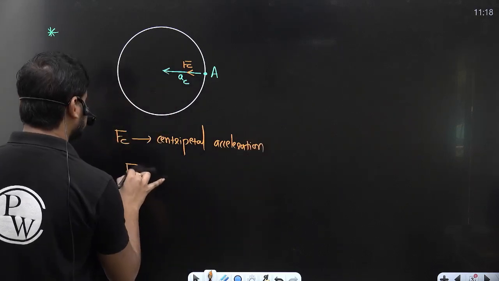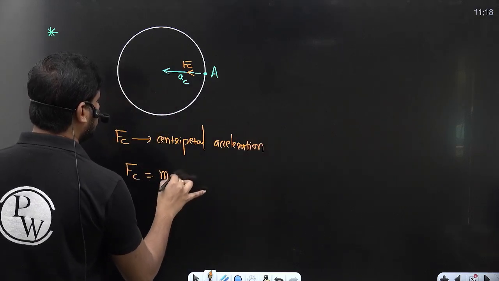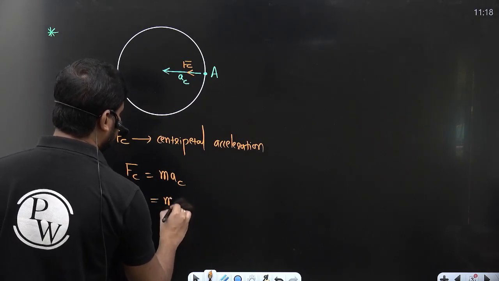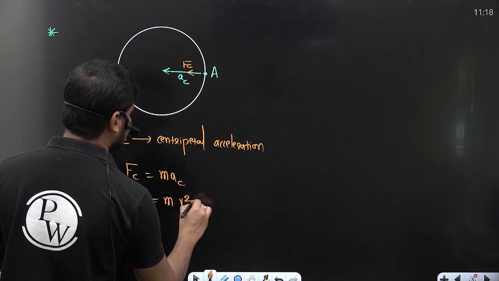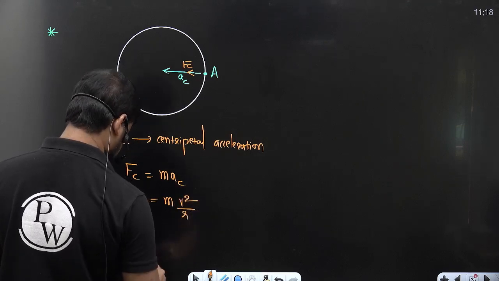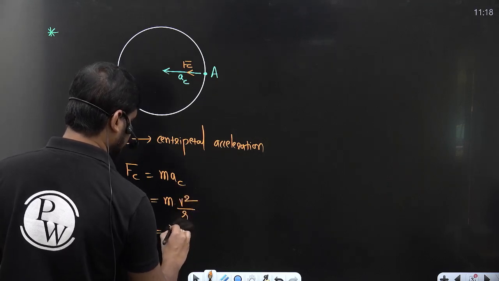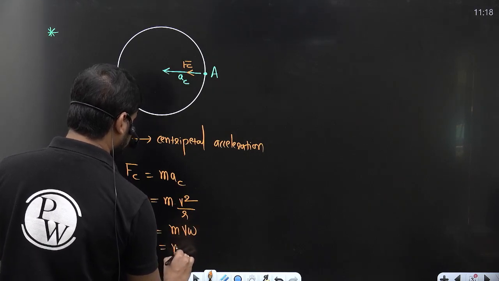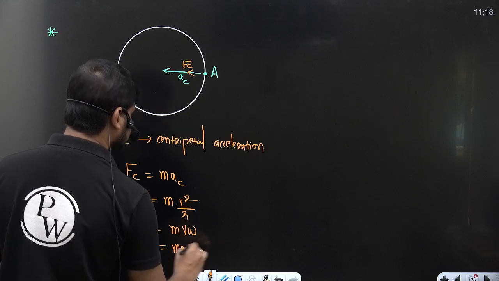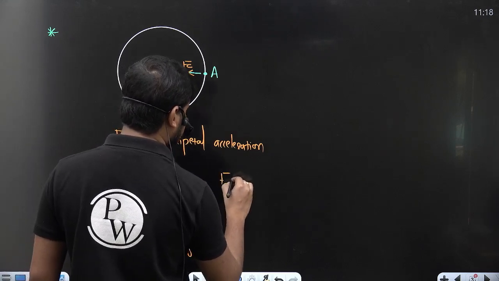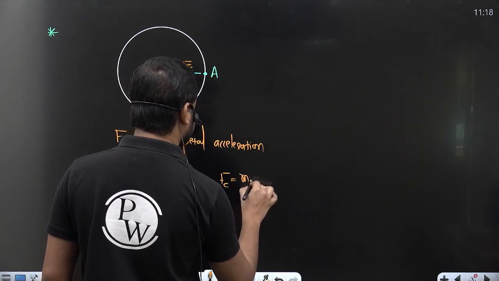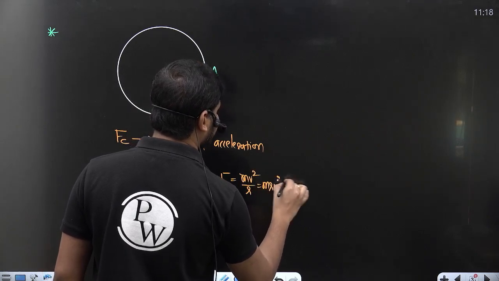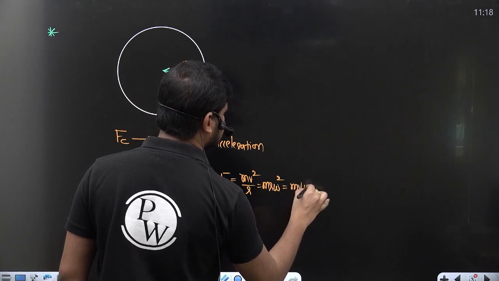Fc is equal to m into the centripetal acceleration. In place of centripetal acceleration we can write either v square by r, or m v omega, or m r omega square. All these formulas are possible. So Fc is equal to m v square by r, m r omega square, and m v omega. All these are possible.